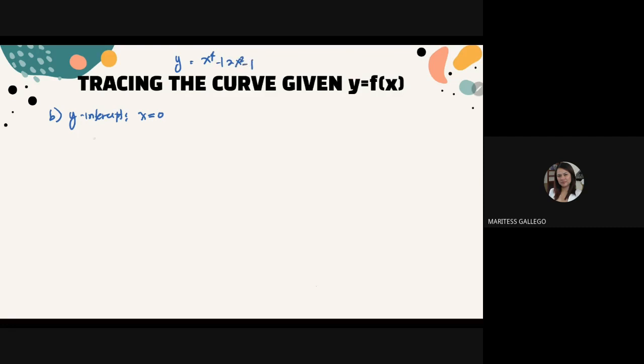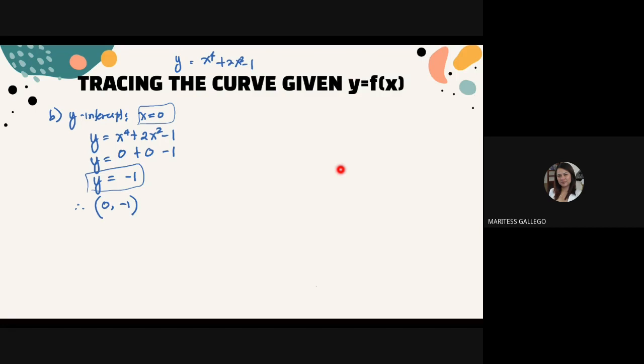Okay, so from our original function, ano nangyari? x to the fourth plus 2x squared minus 1. We let now our x to be 0. 0 plus 0 minus 1. So y now is equal to negative 1. So what is now the point of intersection from your y-axis? We let our x to be 0, kaya 0 siya. Ang nakuha nating y is negative 1. So dito naman, mag-intersect yung graph natin. Okay, so that's 0, negative 1.